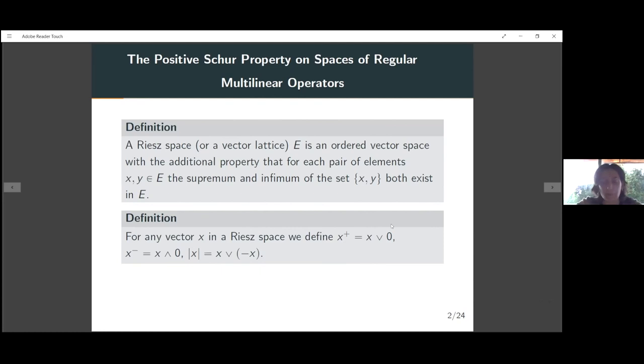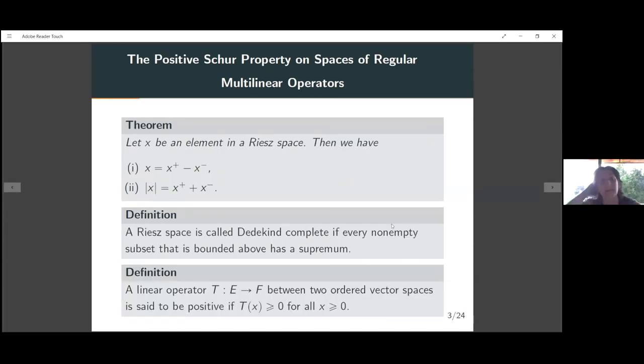And for any vector in a Riesz space, we define the positive part. I mean, the vector has a positive part, which is the supremum of that vector and zero, and has a negative part, which is the infimum of that vector and zero, and the modulus of the vector is the supremum of that vector with its negative in a Riesz space or a vector lattice. And also we know that any vector can be represented as a difference of its positive and negative part, and the modulus is their sum.